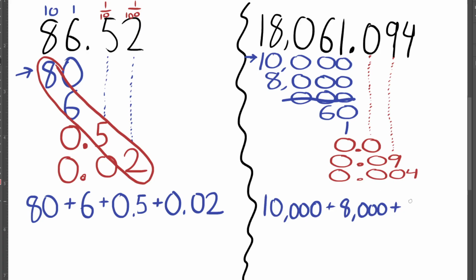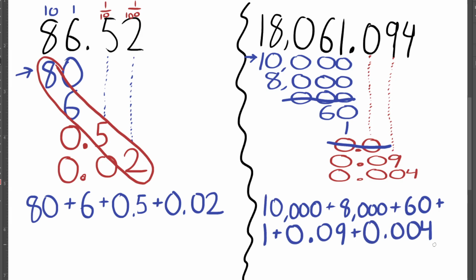After 8,000 is 60. After 60 is 1. After 1, I see there's another 0. We're going to cross it out. Then we have 0 and 9/100ths. And then we have 0 and 4/1000ths. That is how you can figure out expanded numbers with any place value.